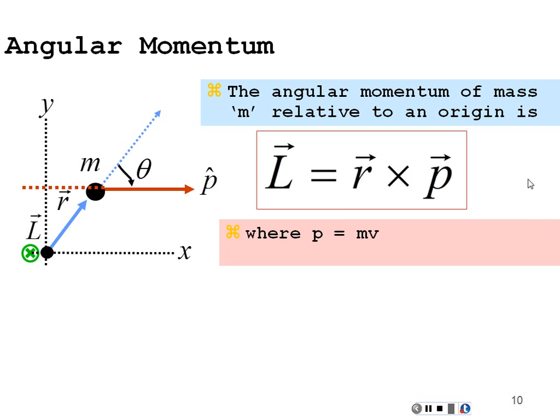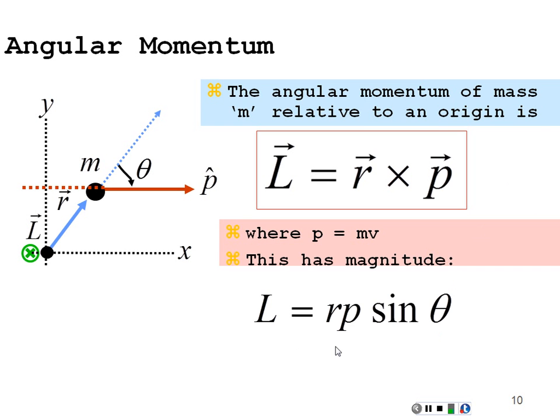Momentum is mass times velocity. So this would have magnitude equal to r times the magnitude of the momentum, p, sine theta, or mvr sine theta, where r is the radial distance to that point and v is the velocity of the mass.